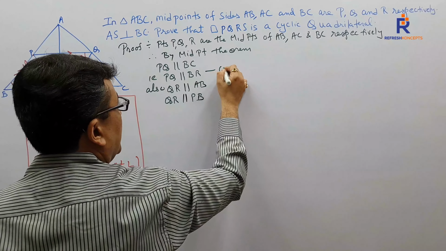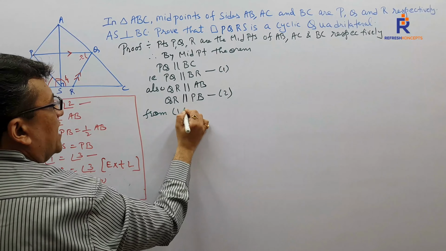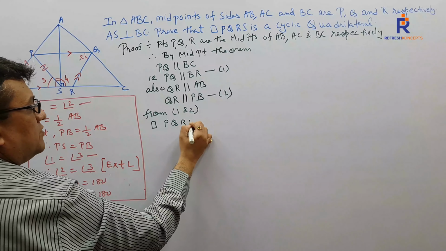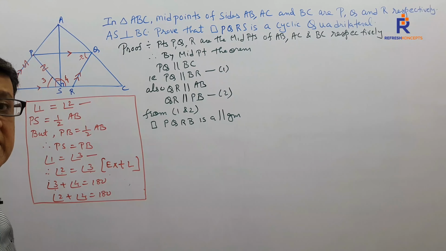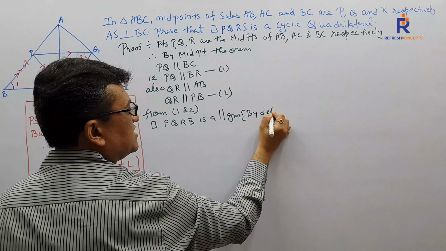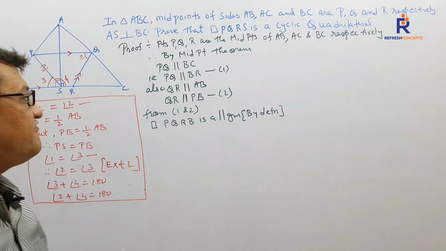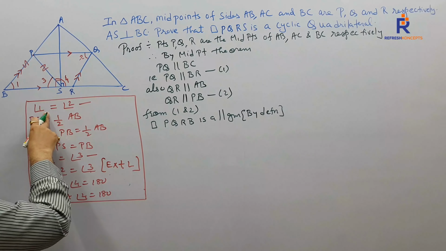Let me say this as equation 1. Let me say this as equation 2. From 1 and 2, can I say quadrilateral PQRB is a parallelogram? What is the reason behind it? By definition. Now when I say by definition, we are telling the examiner that we have proved both pairs of opposite sides parallel. Therefore, it's a parallelogram. So what is our first skeletal line?